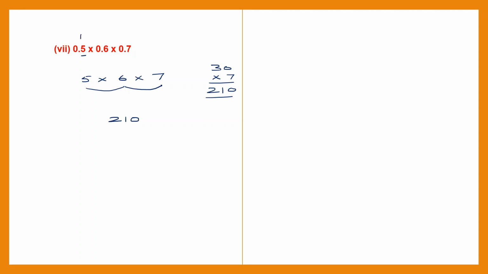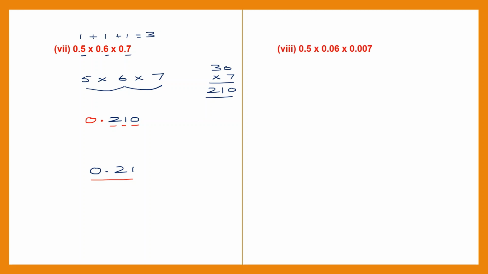So 1 plus 1 plus 1. So totally we have 3 decimal places. That means our answer also here should have 3 decimal places. So let's move from the right towards the left. 1, 2, 3, 3 places. Put the point here and a 0. So what is our answer here? 0.210 or simply 0.21. So this is our final answer.